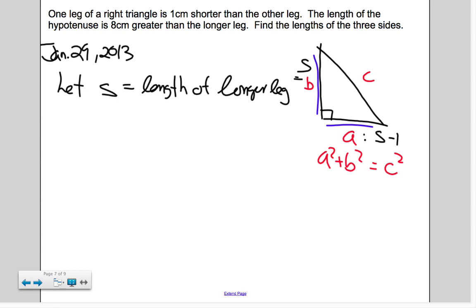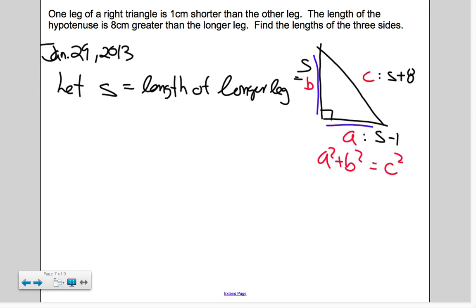What do you know about the hypotenuse? How much? 8 centimeters. So here would be S plus 8. So here we've labeled the sides of our triangle relative to this one side that we know. We don't know S, but we know the other two sides are relative to this one side. We're given information about it.